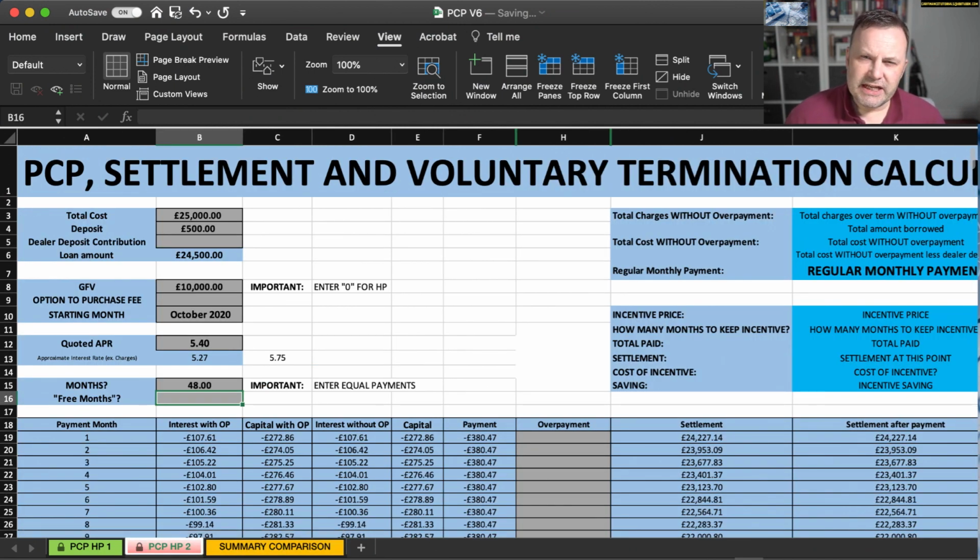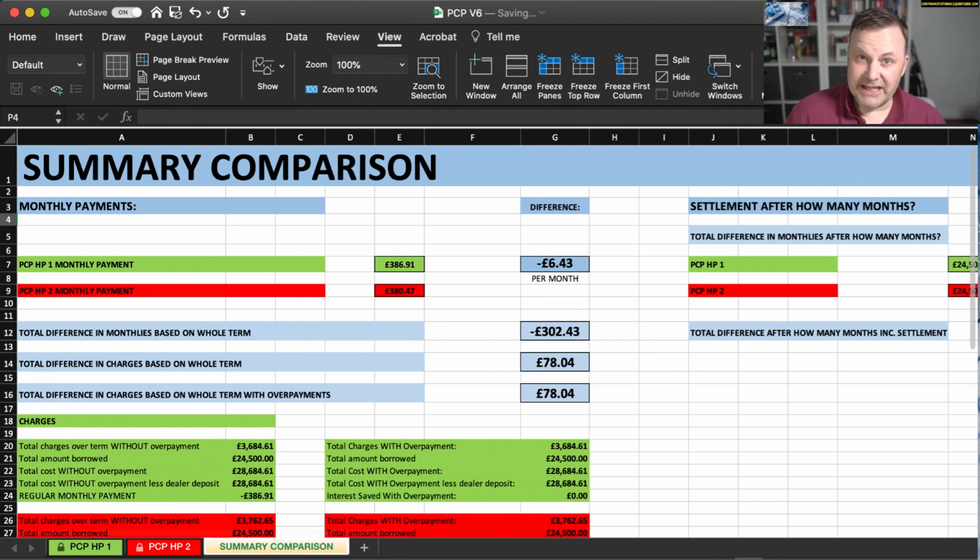And that's why I always say, don't just go on the monthly payment, because at first glance, you're going to go, wow, I'll go to the second dealer because it's £6.43 a month cheaper. Well, yes, it is. But in the big scheme of things, if you run it the whole term, you can see that's actually £78.04 more expensive. Where does that come from?